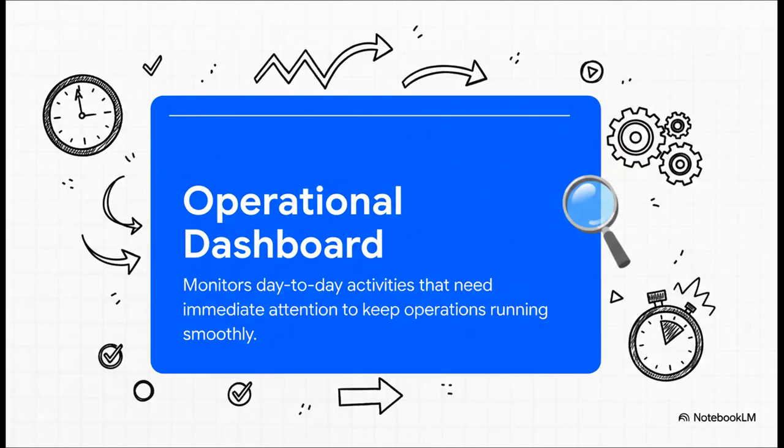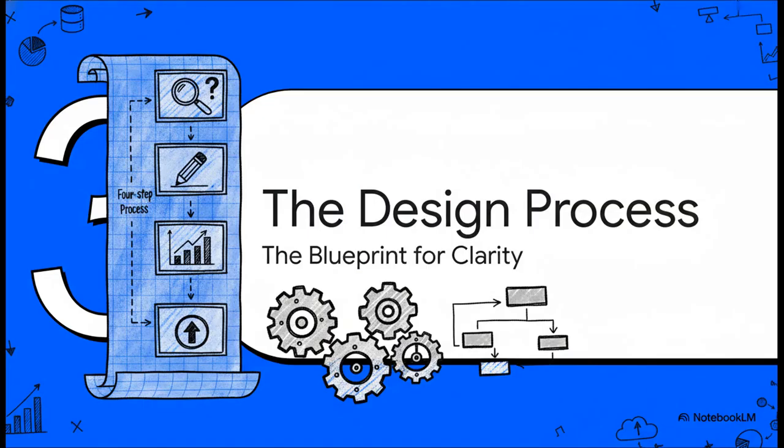And the answer is operational. If you said operational, you nailed it. The keywords there were real-time and day-to-day activities. This dashboard is all about keeping the machine running smoothly, moment by moment. That is the very definition of an operational dashboard. Great job. Okay, so we know what dashboards are, and we know the different types.